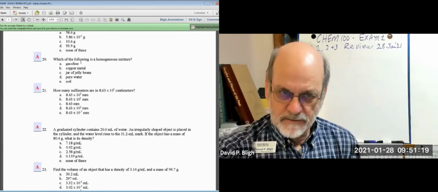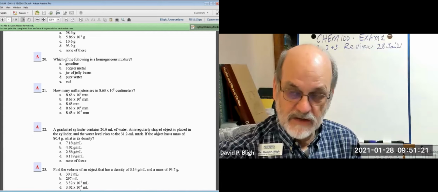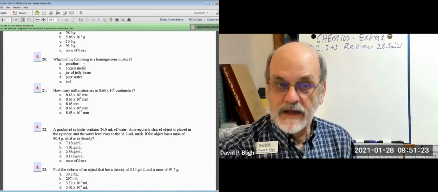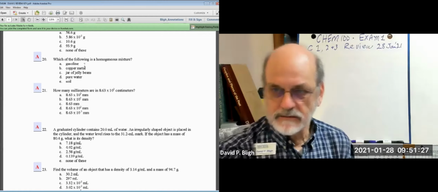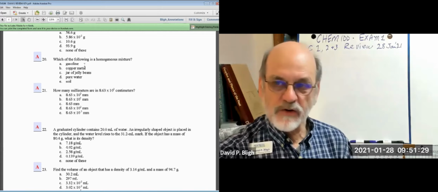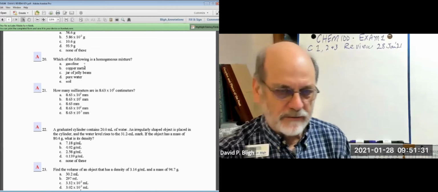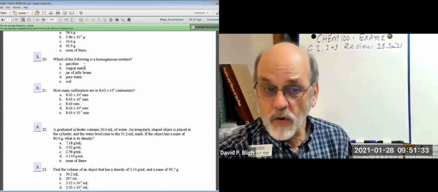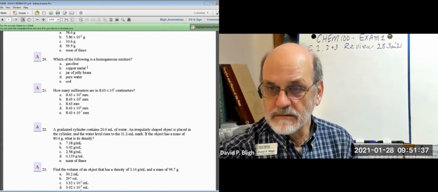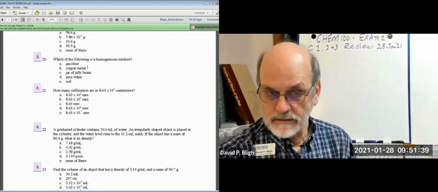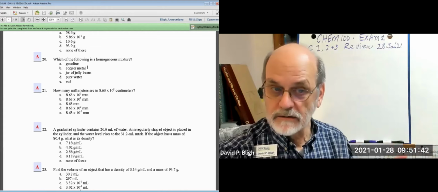So, mixture. Is gasoline a mixture? As a matter of fact, it is. It's a mixture of octane and various other additives that are supposed to keep your engine clean and make it burn better. So that one qualifies as a mixture. Copper metal, is that a mixture? No, that's a pure element. So we throw that one out.